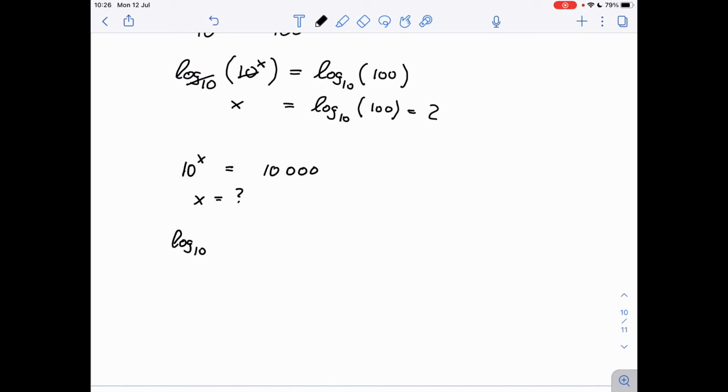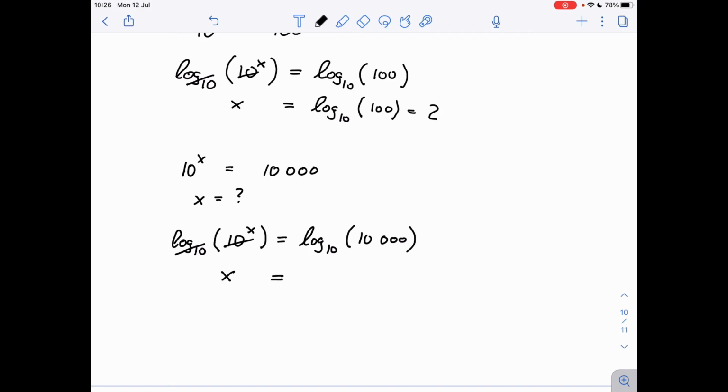All we need to do is, and let's write this down again in the formal way, we need to take log 10 of both sides of this equation. So log 10 of 10 to the power of x equals log 10 of 10,000. Like that. And again, we know that log 10 and 10 to the power cancel each other out, and on the left-hand side we've got x equals log 10 of 10,000.